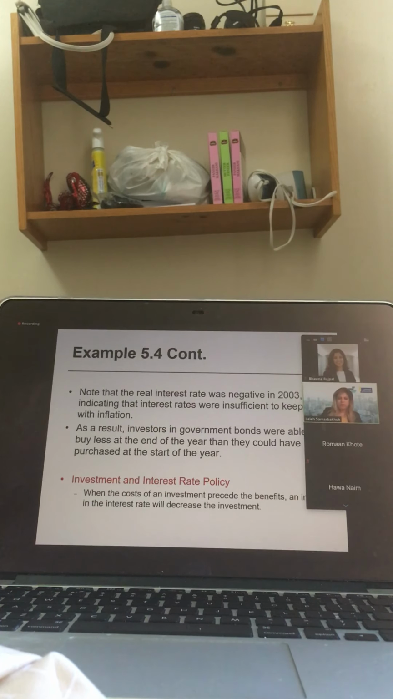What does a negative real interest rate mean? It means that the interest rates were insufficient to keep up with inflation. The inflation was going faster. As a result, investors in government bonds were able to buy less at the end of the year than they could have purchased at the start of the year. So the purchasing of the bond didn't protect them against inflation.